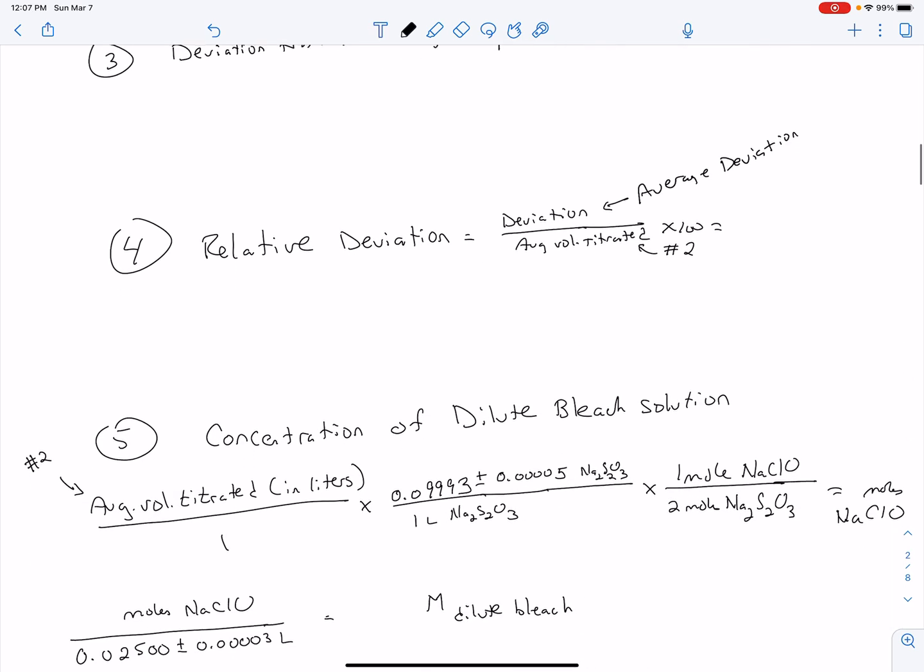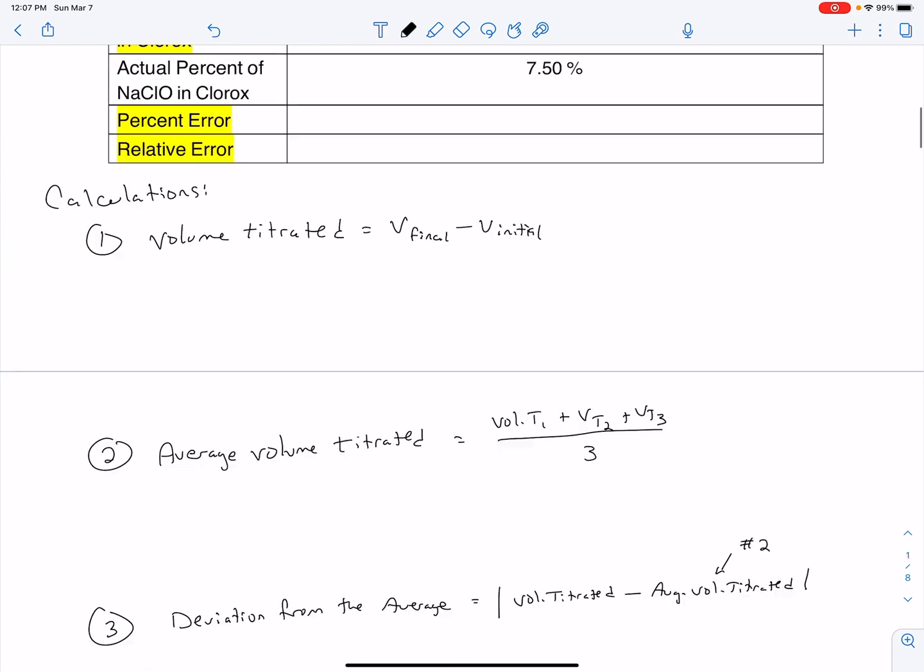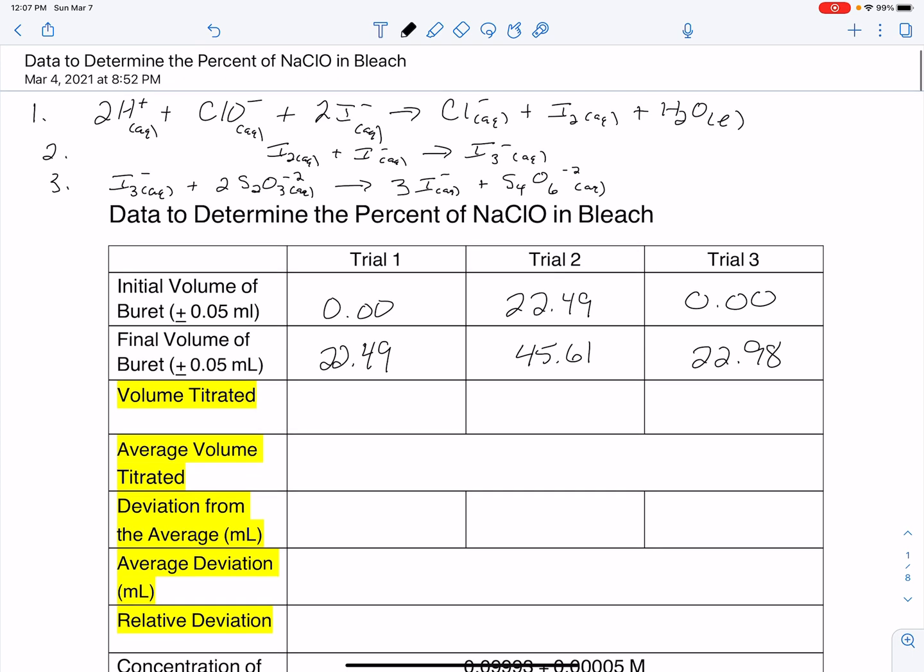Concentration of the dilute bleach. We're going to take the molarity times volume, M times V. And so we're going to take that average volume titrated in liters, all multiplied by the concentration of the Na2S2O3. Now, this is where it gets a little tricky. You'll see it says 2 to 1. Now, here's why I say that. For your thiosulfate, once I get the moles of them, there are 2 moles of thiosulfate for every 1 mole of triiodide. That's the first ratio.